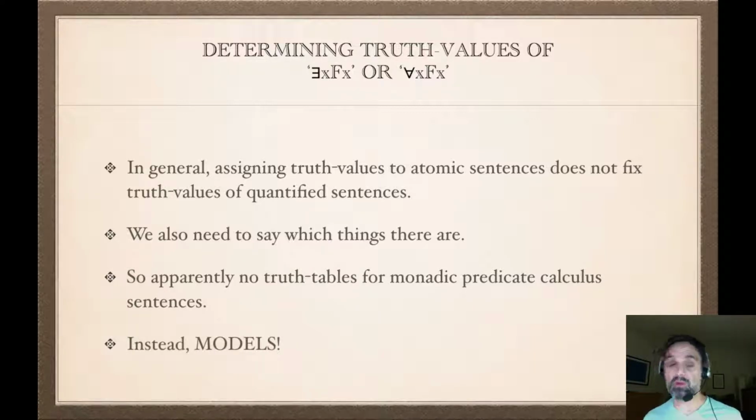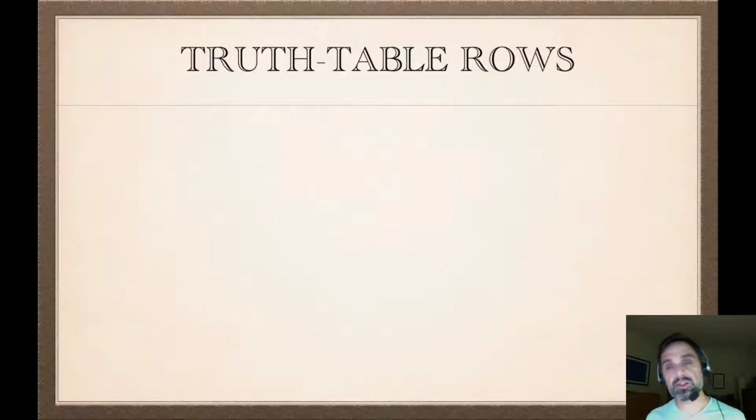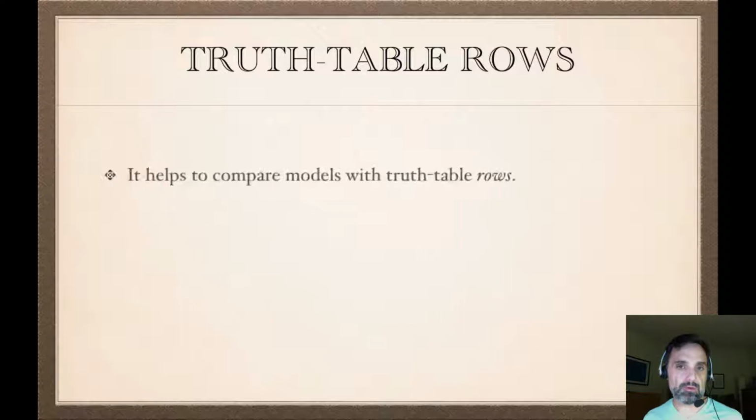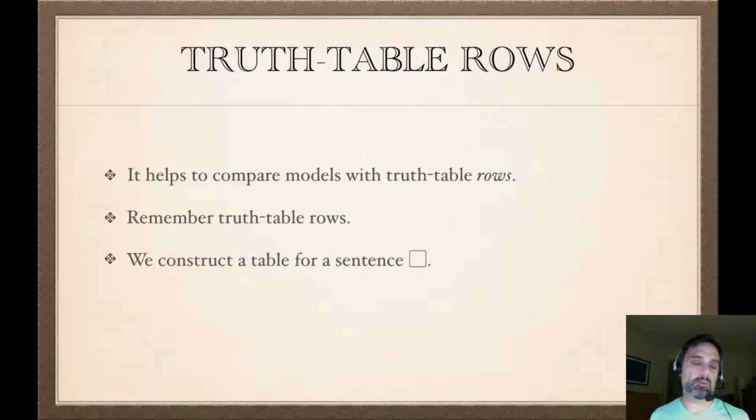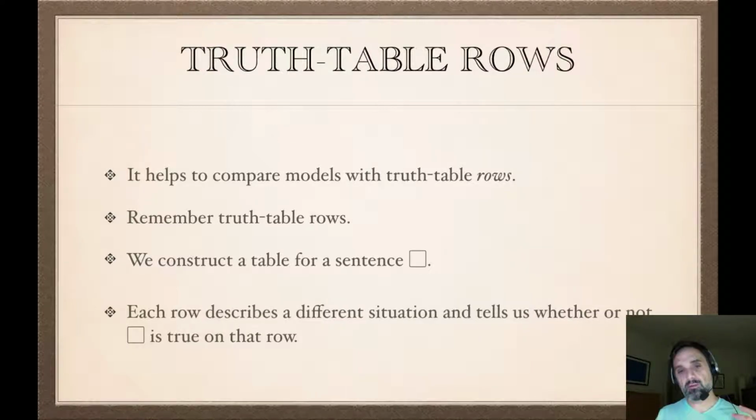So instead, we're going to have models. Models are what we have instead of truth tables. Or more precisely, models are what we have instead of truth table rows. So let's recall truth tables and their rows. When we're building a truth table, we construct a truth table for a sentence. And then we have all the different rows. And what each row does is describe a different situation, the situation in which P is true and Q is false, say. And then that's enough information to fix whether or not the sentence is true.